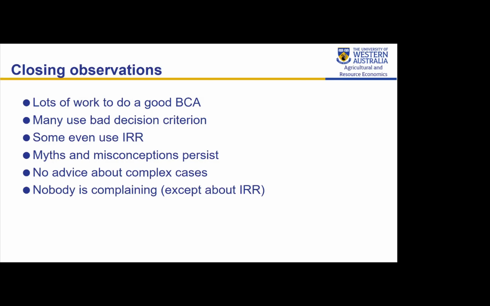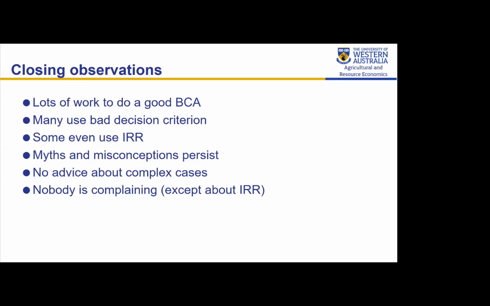Some are even using internal rate of return, which is pretty inexcusable given the amount of criticism that there is about that out there. It doesn't work in any of those contexts except for one, and even then only in certain conditions. So really nobody should be using internal rate of return. But in certain areas, like if you look at the literature on the benefit cost analysis of research, almost all those results are reported as using internal rates of return. So myths and misconceptions persist and continue on.